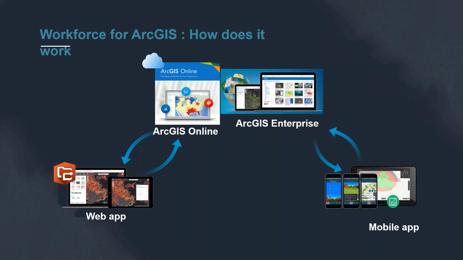So Workforce for ArcGIS has two main components, which are the web application and the mobile application. The web application is used by our dispatchers or our owner to create the project, create the assignment, assign the assignment, and set up the maps for the workers that they are going to use, and also to provide some information to our field workers.